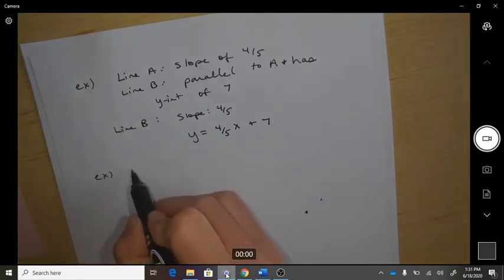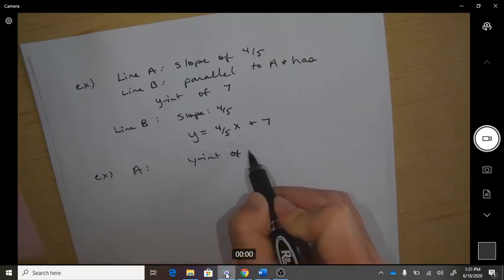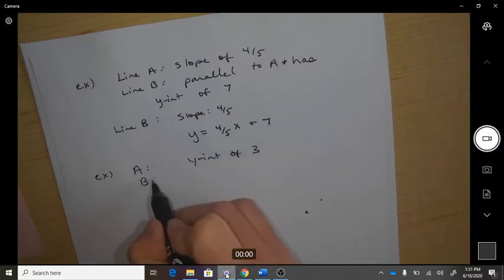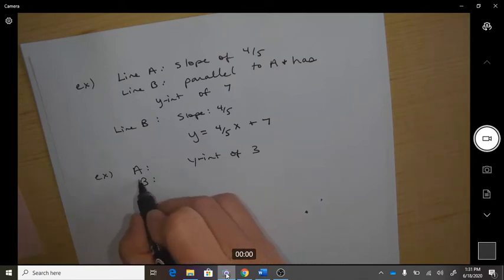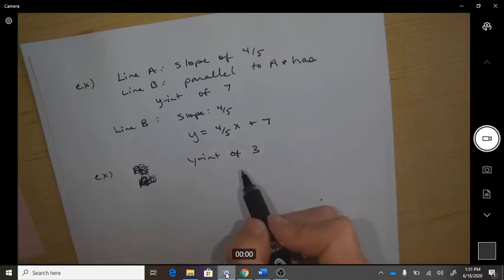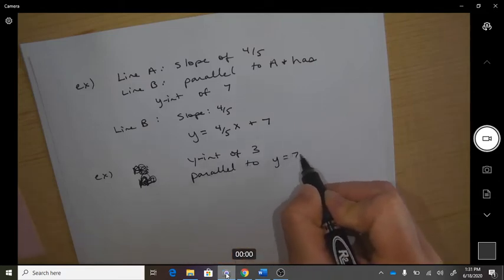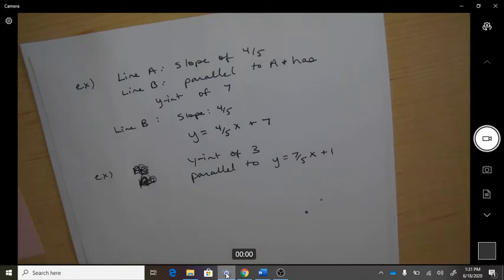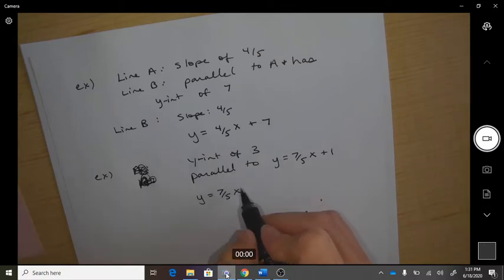Okay, another example, line A. It has a y-intercept of 3, and line B, sorry, same line, we'll just do the same line. So it has a y-intercept of 3, and I also know that it's parallel to this other line. Okay, so it says it's parallel to this line, so its slope is also the same. So 7/5 x, it's the same, and now it has a y-intercept of 3.